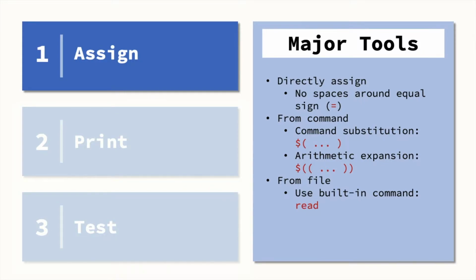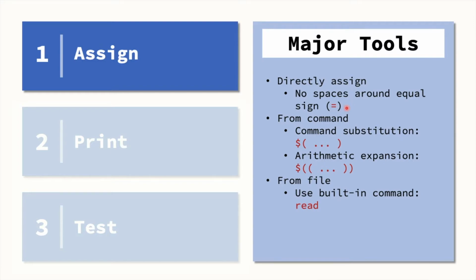When assigning a value onto a variable, we have 3 major tools: directly assign, from command, and from a file. For the most fundamental values like strings or numbers, we can use the equal sign directly to accomplish the assignment. But be careful, don't have any spaces around it, or Bash will complain about something like command not found.